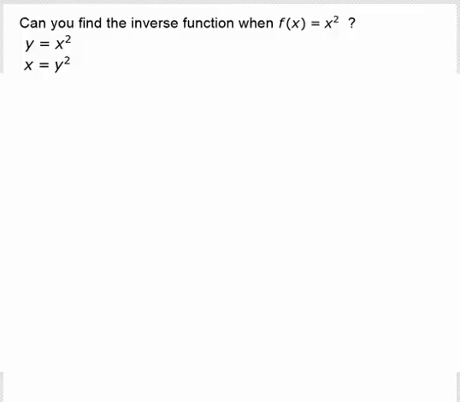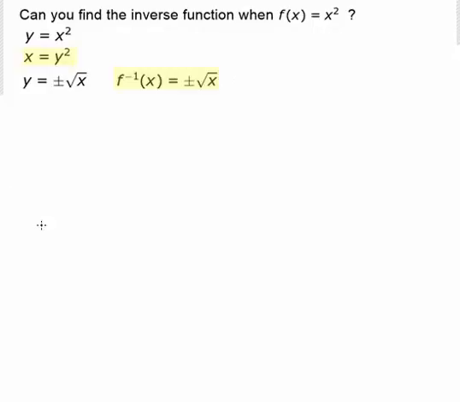Okay, now let's look at the problem where f of x is x squared and we want to find the inverse function. Well, if we follow that procedure, we replace f of x with y, we switch x with y, and we get x equals y squared. Now we solve for y by square rooting both sides. So you get y equals plus or minus the square root of x, and one might conclude that f inverse of x, or the inverse function, is plus or minus the square root of x.